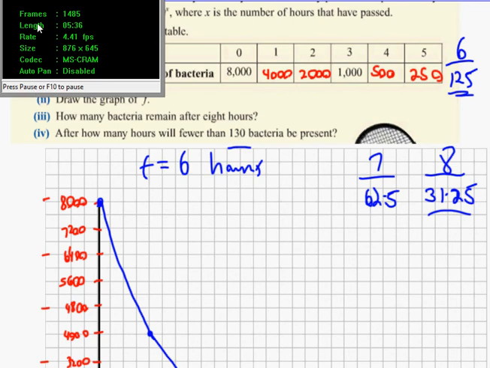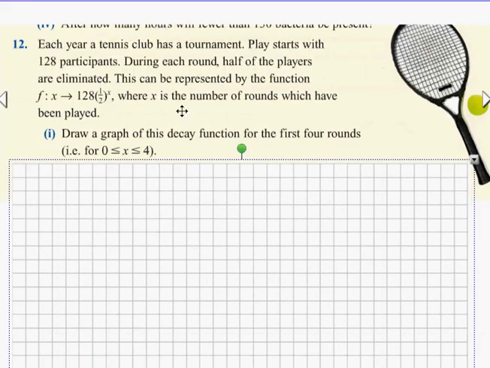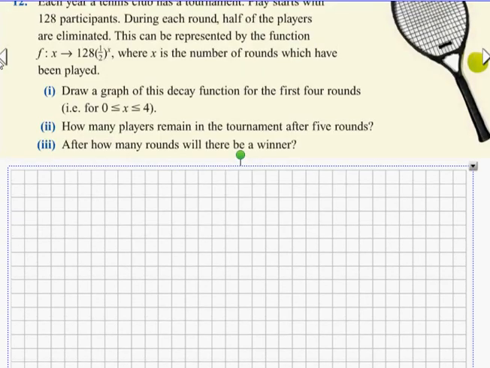The next one is: each year a tennis club has a tournament. Players start with 128 participants. During each round, half the players are eliminated. This can be represented by the function 128 times a half to the power of x, where x is the number of rounds that would have been played. Draw a graph of the decay function for the first 4 rounds, basically from 0 to 4. How many players remain in the tournament after 5 rounds, and after how many rounds will there be a winner?